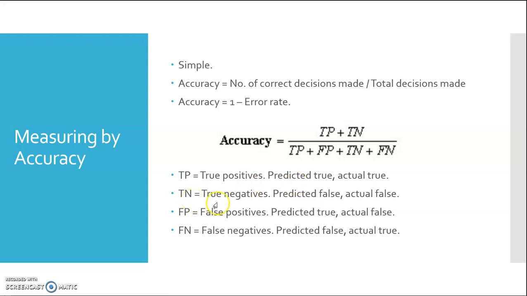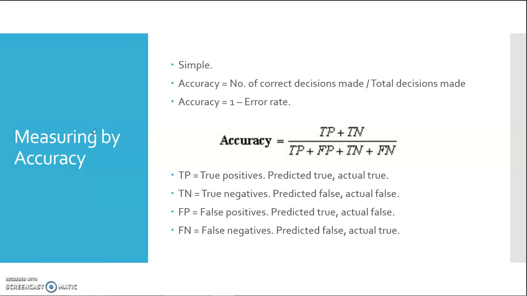TN, on the other hand, is true negatives, which means that we predict it to be false and it's actually false. So another correct decision. So accuracy takes into account, or is more interested in, the correct decisions.